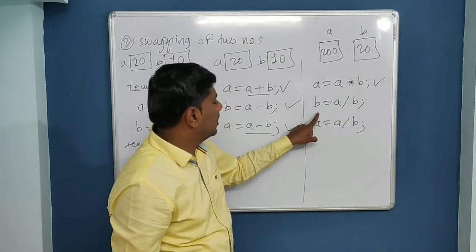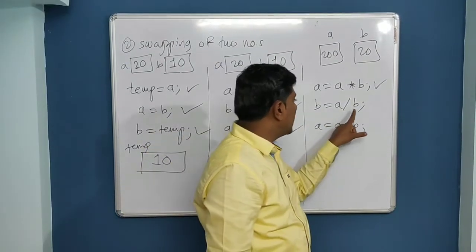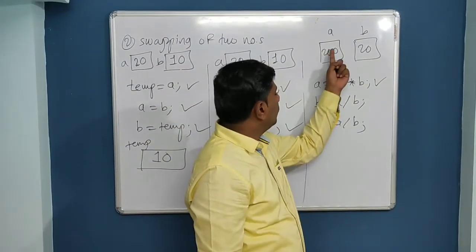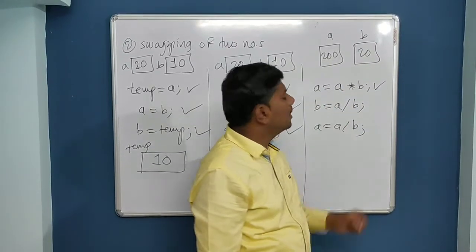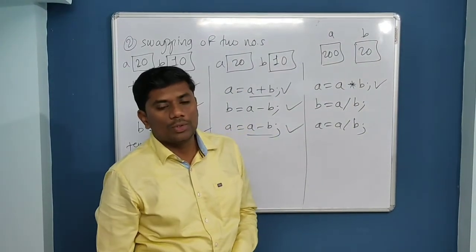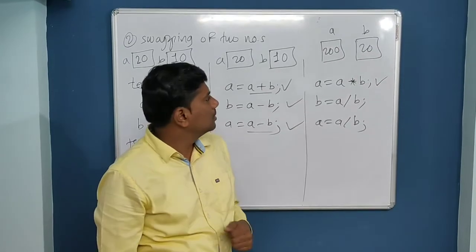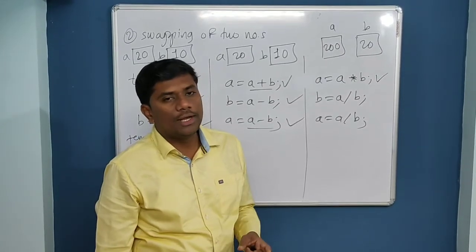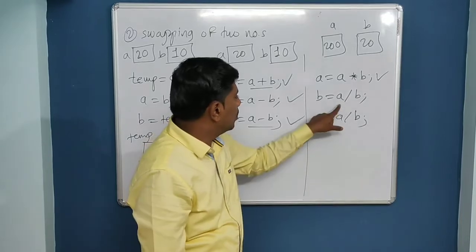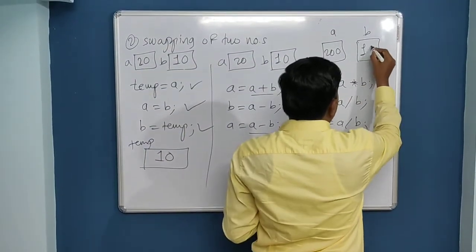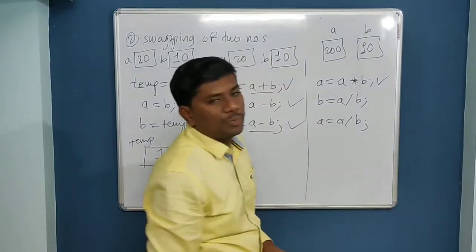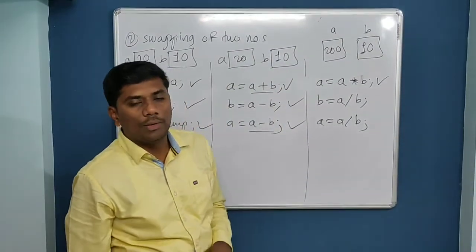Now see, next statement, B assignment operator A slash B. So what is the current value of A? 200. What is the current value of B? 20. So 200 divided by 20. So you will get 10. So assign that result to B. So see, we have transferred the original value of A to B.